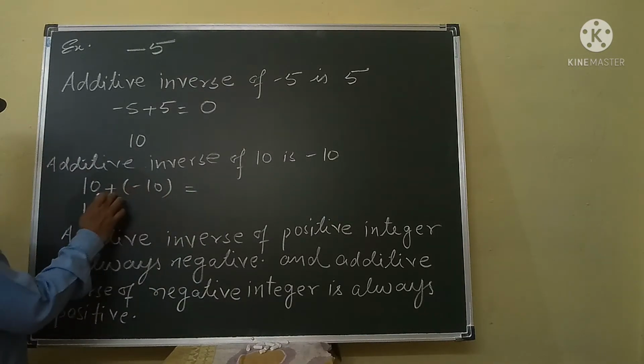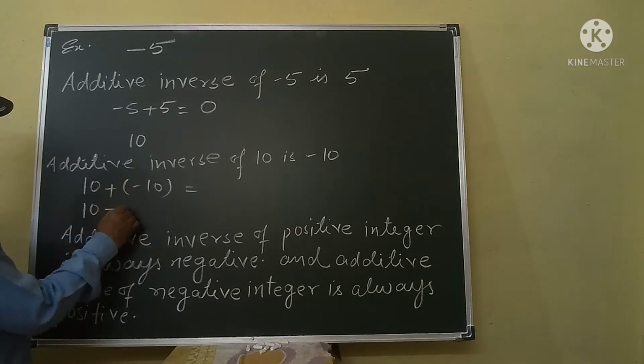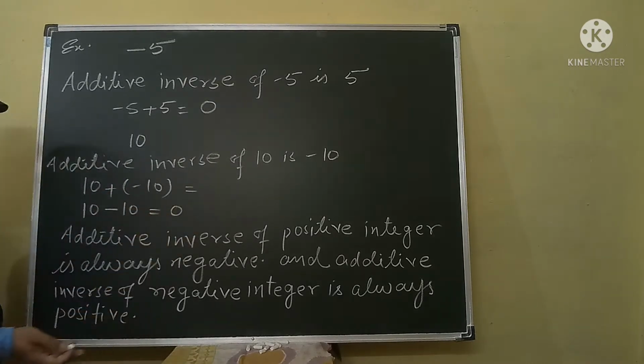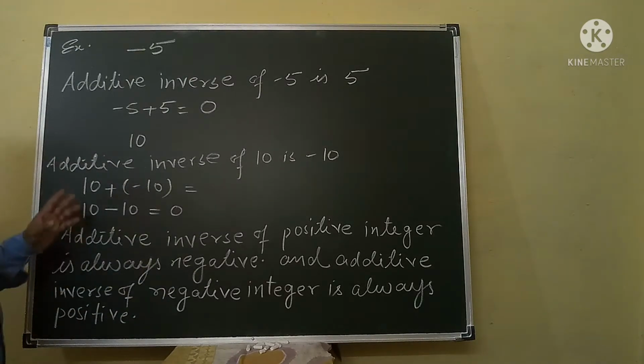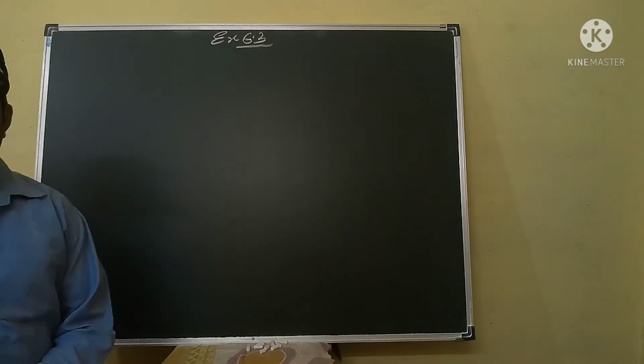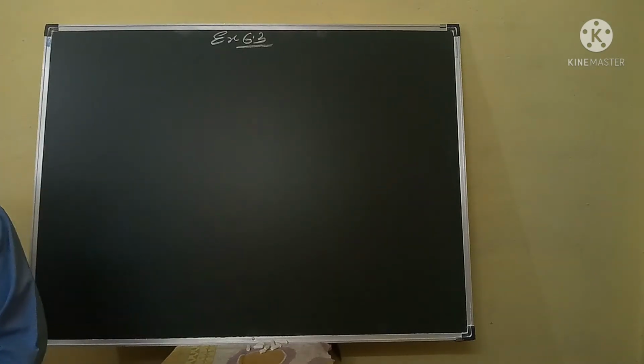10 plus minus 10 minus 10 is equal to 0. Okay. So this is the basic point of additive inverse. My dear student, now we will discuss some problems from exercise 6.3.